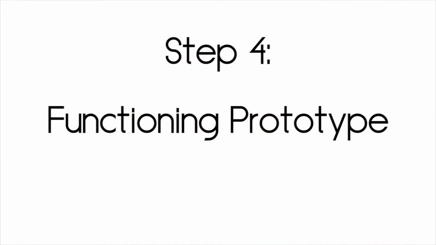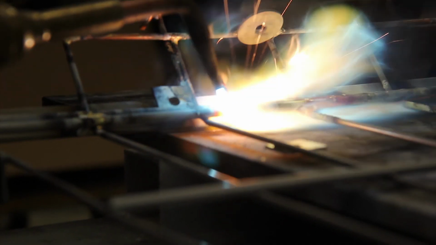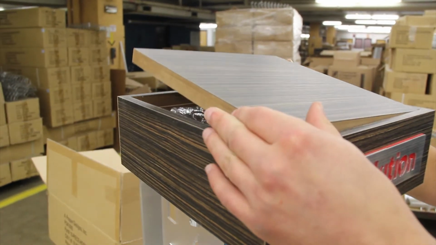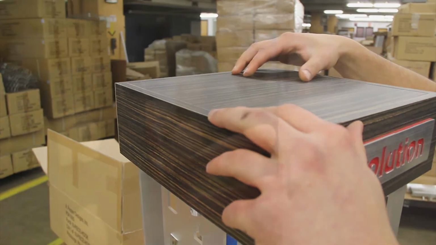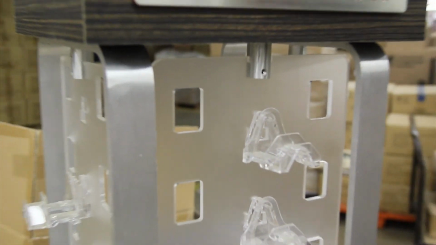Step 4, functional prototyping. This is the step where the rubber meets the road. Now anyone can make pretty images, but the true art is bringing that product to life. This is where our 16 years of experience and high level of craftsmanship show through to turn your custom virtual renderings into a fully functioning prototype.